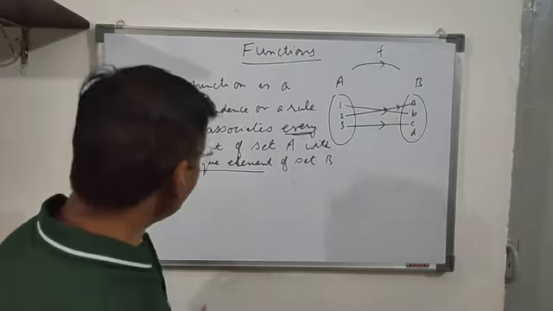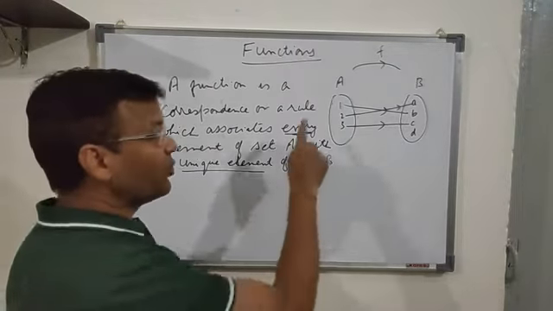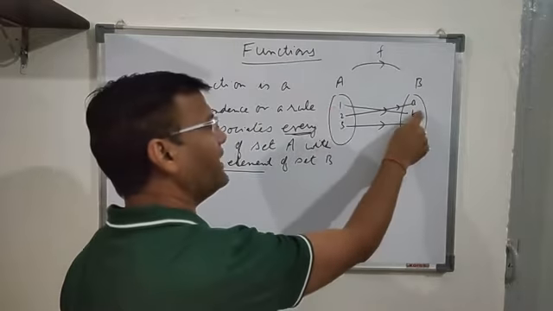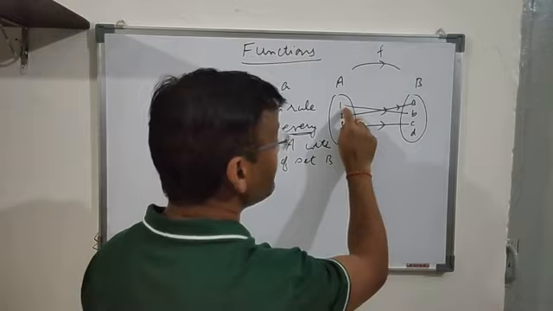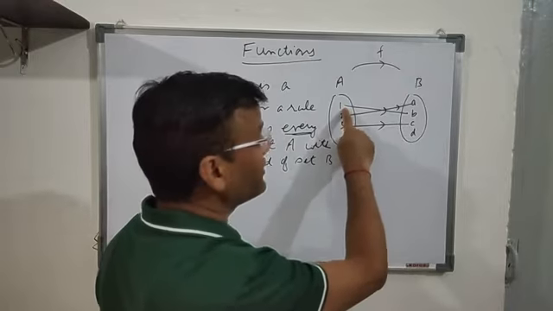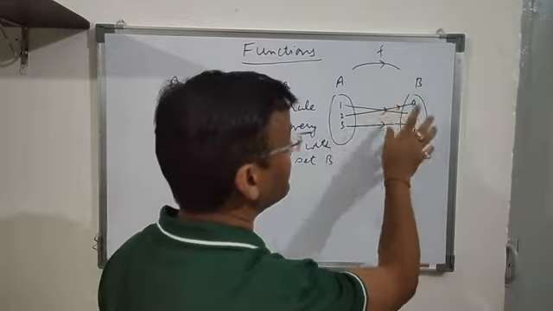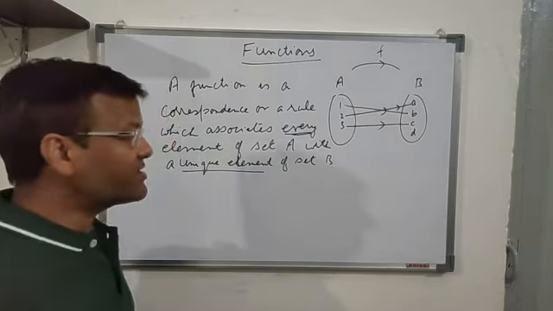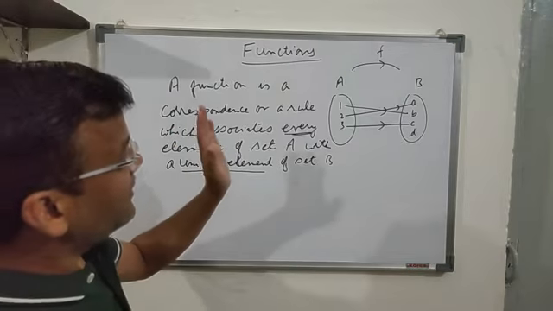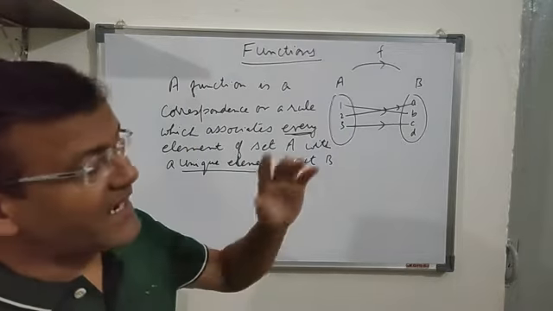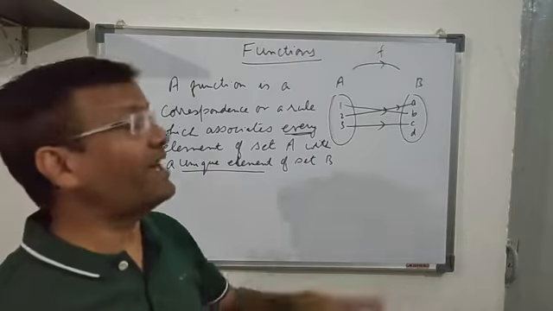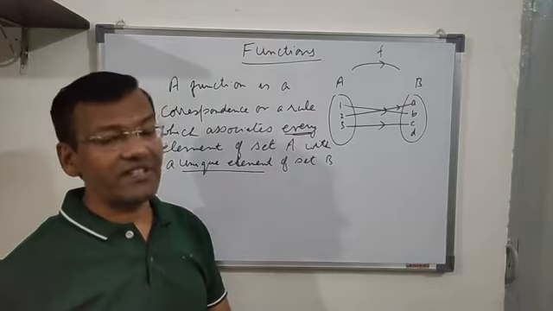Second, the association has to be unique. That means one element will be associated to only one element of the set B. You cannot have more images for the element 1. You cannot have more images for the element 2. So if f is a function from A to B, then every element of set A must be associated to a unique element of the set B. So this is the definition.